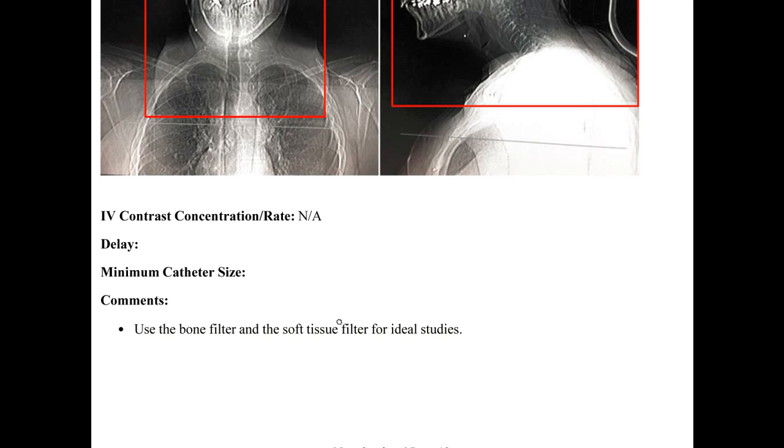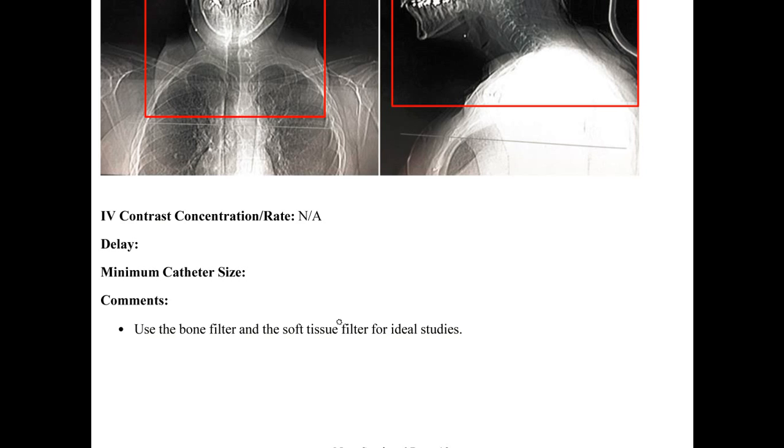Because we're in a trauma situation, IV contrast is not normally utilized, and that brings us to how we need to actually view these images. We usually recon always in bone, but soft tissue windows will be very essential as well, so that you can see any soft tissue abnormalities, as well as it helps visualize the spinal canal a little better.